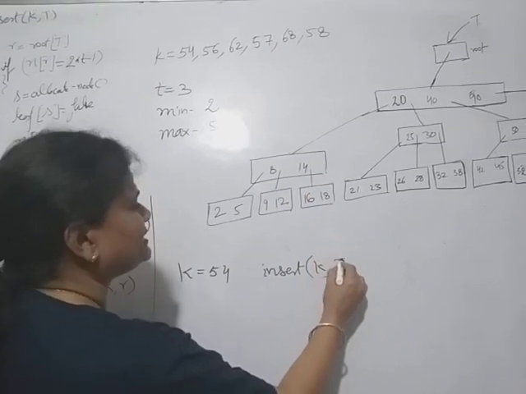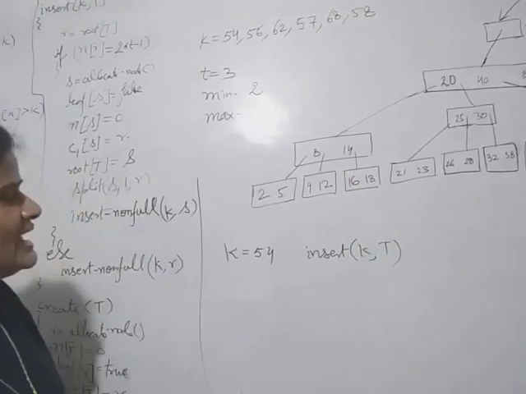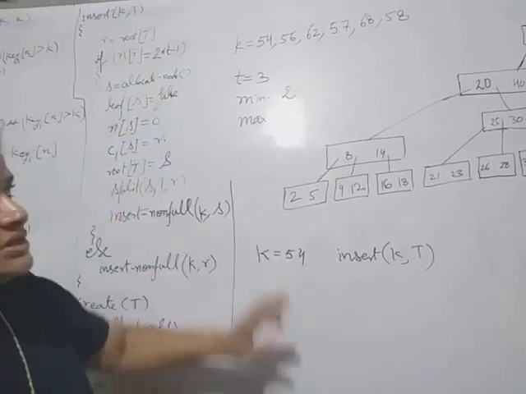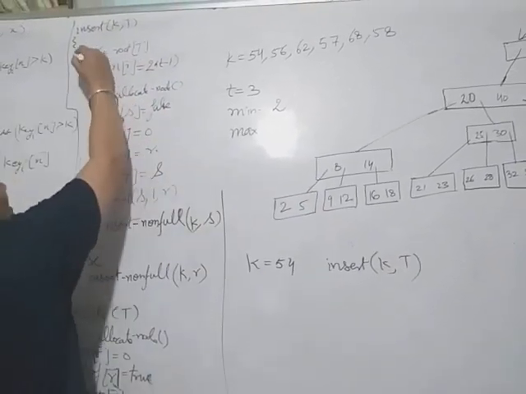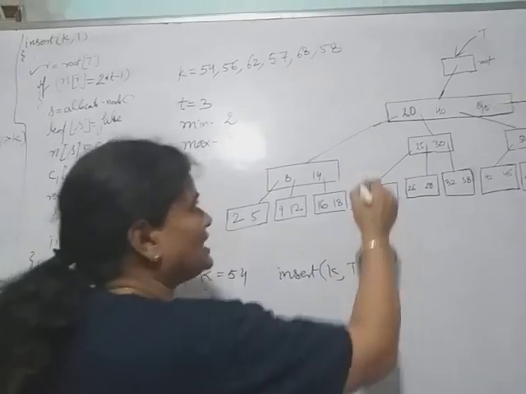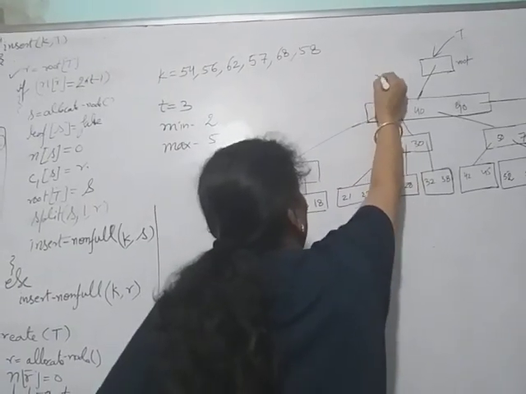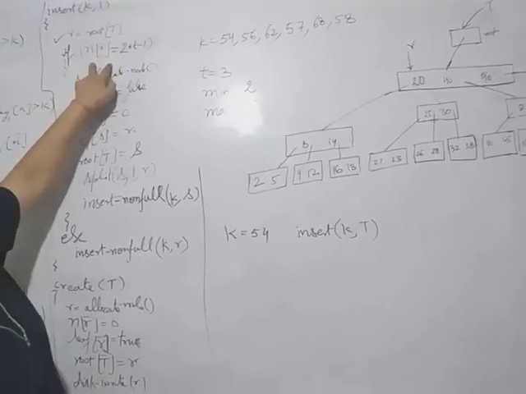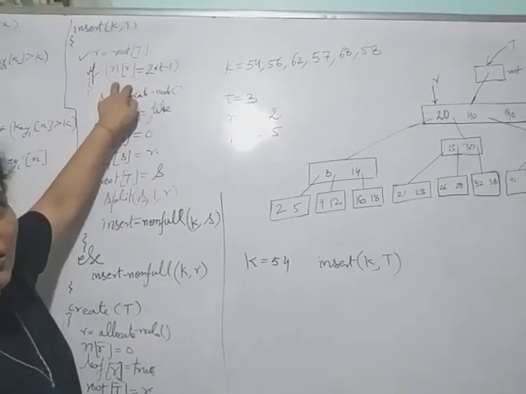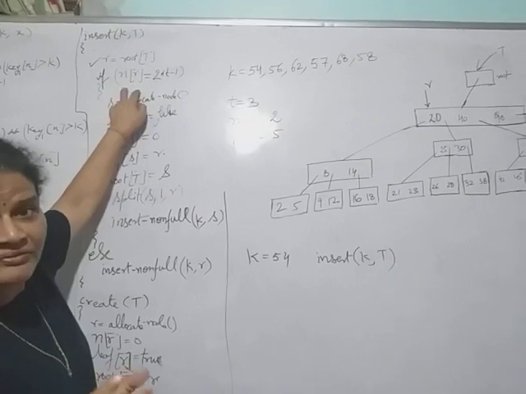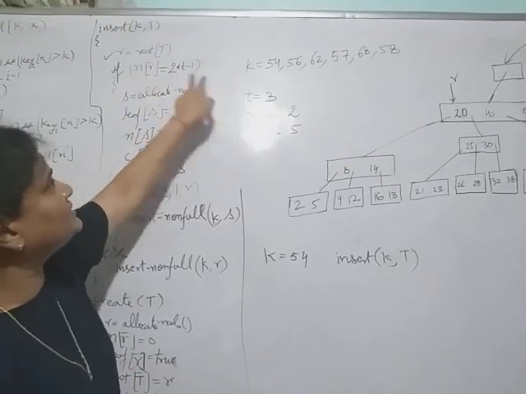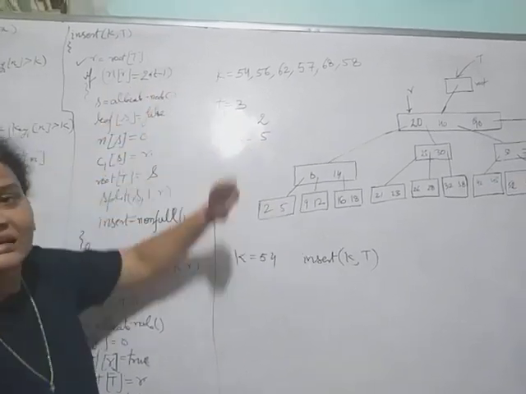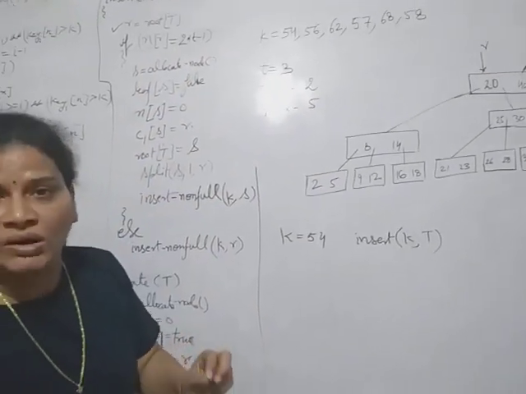T is here t. Insert k, t, and k is here 54. So simply r equal to root of t. According to this step, r is now a pointer to this node. Here the first condition will check whether the number of keys in the root is 2t minus 1, that is 5, or not; simply it is checking whether the root is full or not.